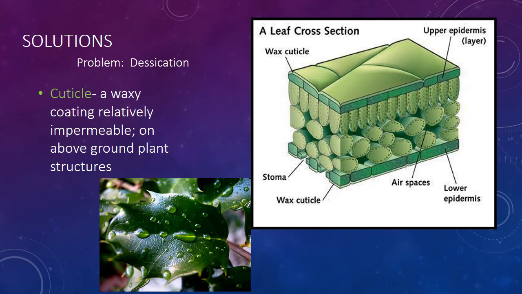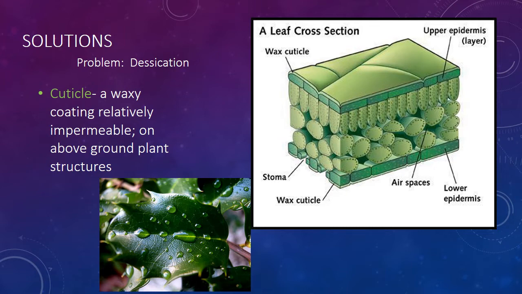Okay, our second problem was desiccation. We don't want the cells in the plant to dry out now that they are not in an aquatic environment. So plants often have what's called a cuticle, and that is just a wax coating that's relatively impermeable on all the parts of the plant that are above ground. Obviously, we don't want that on the roots because we want it to be permeable to water so that we can absorb as much water as possible, or as necessary, I should say.